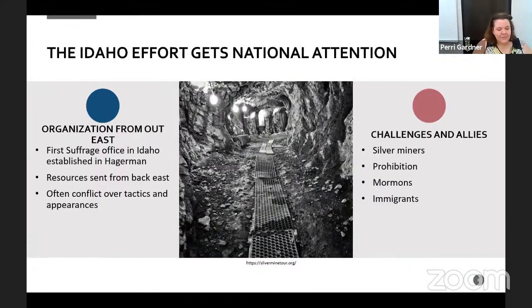And that's exactly what happens. It's in the third session of the Idaho State Legislature, 1895, that the proposed amendment for women's suffrage is passed. It's Senate Joint Memorial Resolution number 2 of that year. And it passes with unanimous consent in the Idaho Senate.